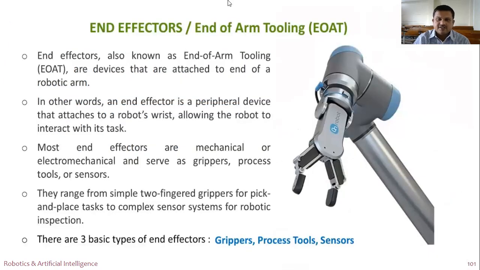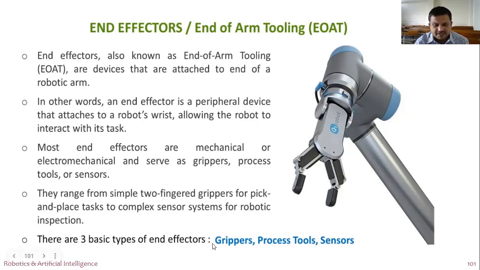Now, end effectors are also known as end of arm tooling, EOAT. They are devices that are attached to the end of a robotic arm. In other words, an end effector is a peripheral device that attaches to a robot's wrist, allowing the robot to interact with its task. Most end effectors are mechanical or electromechanical and serve as grippers, process tools, or sensors. They range from simple two-finger grippers for pick and place tasks to complex sensor systems for robotic inspection.